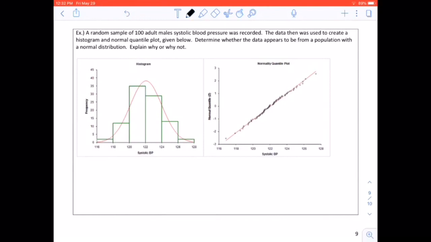So the first one is going to be the histogram. So is the histogram roughly bell-shaped? I would say yes, that looks like it's roughly bell-shaped. You can see the histogram on there. So we'll put down histogram, roughly bell-shaped.